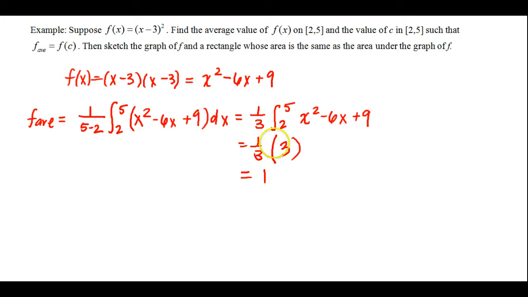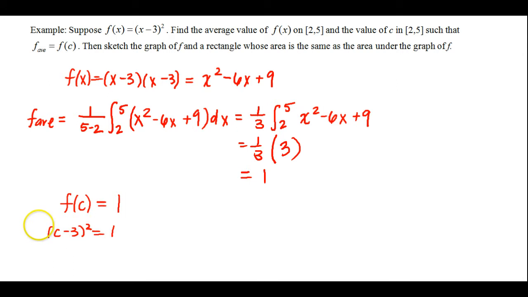So the average value of the function on the interval from 2 to 5 is 1. Now we want to find the value c in the interval from 2 to 5 such that the average function value on 2 to 5 is the same as f of c. So we know that the mean value theorem for integrals says that there's some value c such that f of c equals the f average. So f of c has to equal 1. In other words, what value do I plug into the function to get out a value of 1? So f of c is going to be c minus 3 squared equals 1.